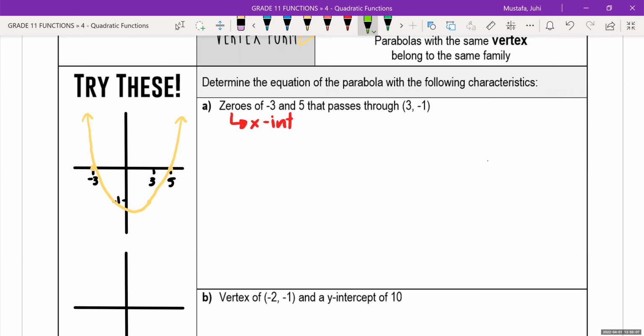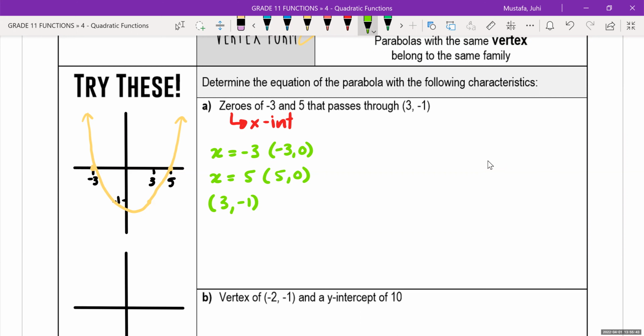Well, first, let's note down all the important information. We know one of the x's is -3. Like one of the points is -3, 0 is what I mean. And another x is 5. So that point is 5, 0. And also, this parabola is passing through 3, -1. Do we have the vertex in this question? No. Can we use vertex form? But we don't have the vertex.